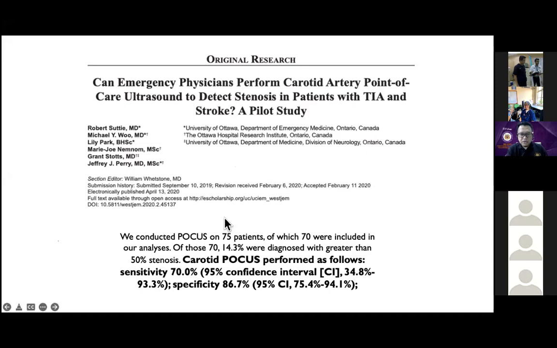They conducted a focus on 75 patients, and what they found is that the carotid focus performed as follows. The sensitivity was roughly about 70%, but the specificity was roughly about 86%. So when we go deeper, how did they perform this focus?